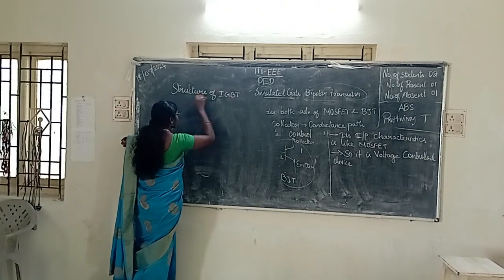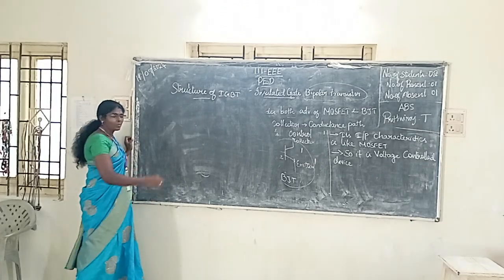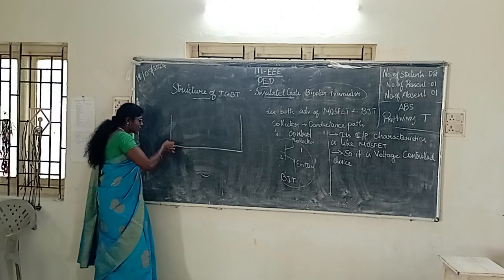Next is the structure of IGBT. So how will we construct this IGBT? Same way. Whom are we mixing with whom? With MOSFET, I am going to mix the BJT.